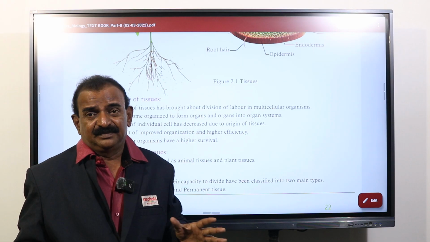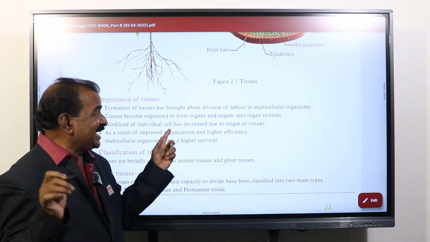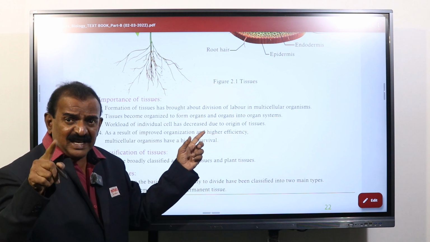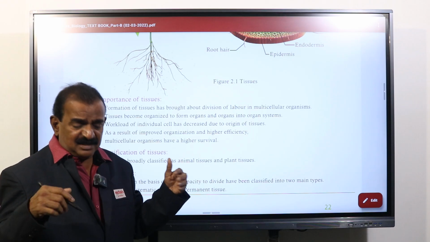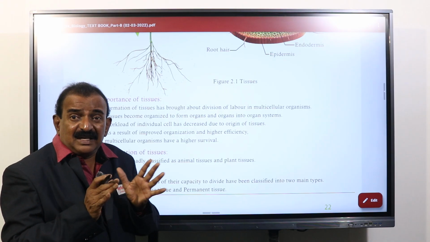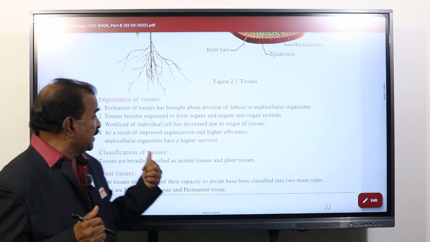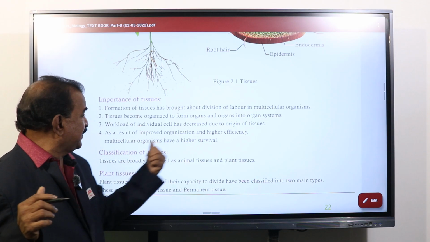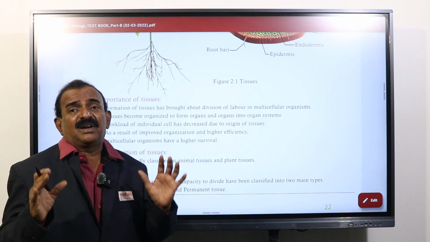They have life, and the workload of an individual cell has decreased due to the presence of tissues. A cell cannot perform all functions. That is the reason cells organize to form tissues, and tissues perform different functions. That is called workload and division of labor. As a result of improved organization and higher efficiency, multicellular organisms have a higher level of survival.